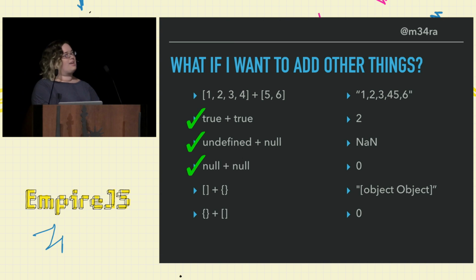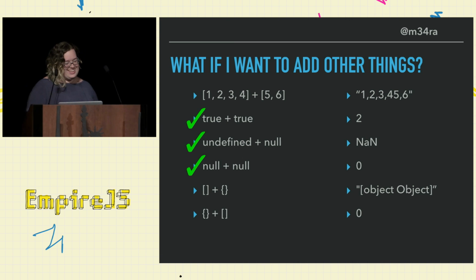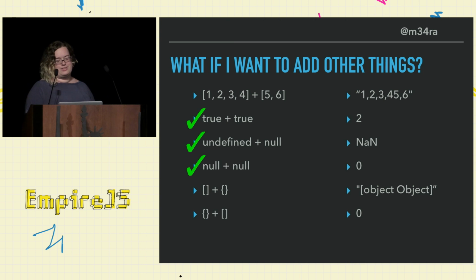Already, just from that table, we've got 3 of our 6 problem children figured out. True plus true goes to 1 plus 1, which gives us 2. Undefined and null. Undefined goes to not a number. Null goes to 0. Not a number plus 0 is still not a number. Sorry. It's also not 5. Null plus null goes to 0 plus 0, which is going to give us 0. But we've still got our other 3 examples. So let's go back to the first part of our definition.